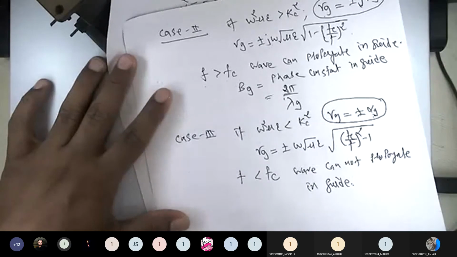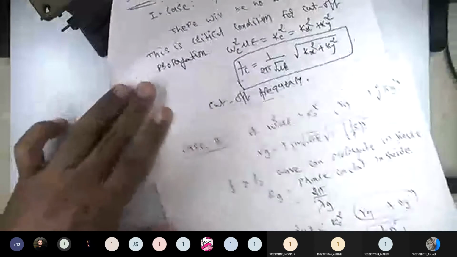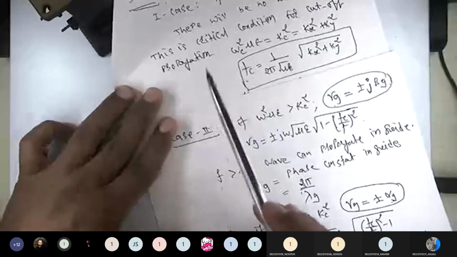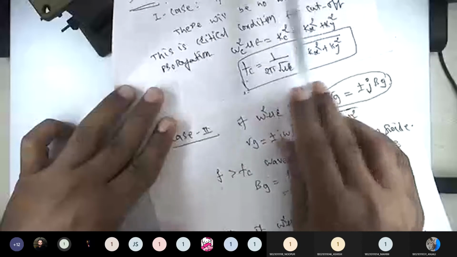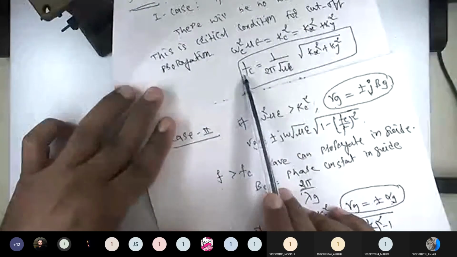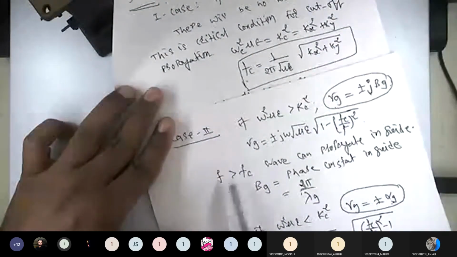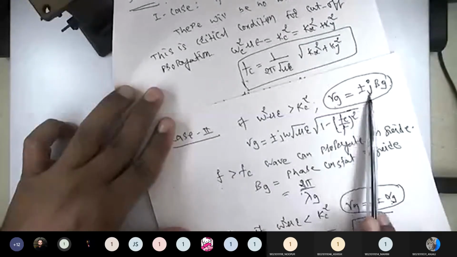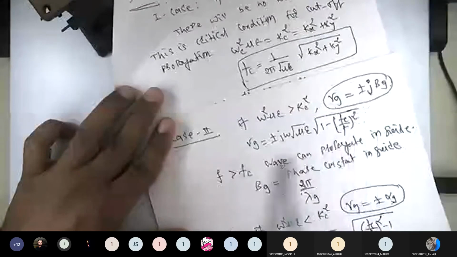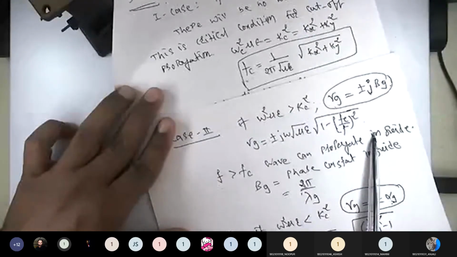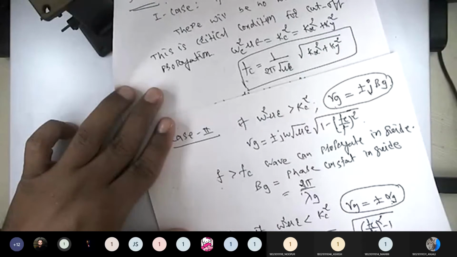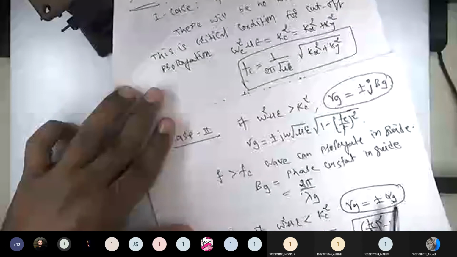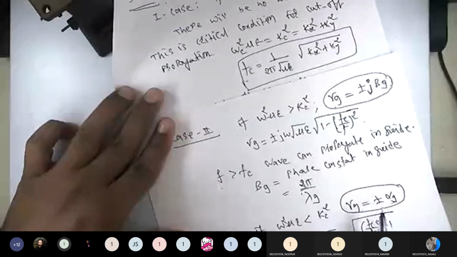So ultimately you have to remember that these are the three major conditions that need to be checked. If gamma g is equal to 0, for that condition we can find the cutoff frequency. If the operating frequency is greater than fc, then gamma g will become a reactive part, and hence the wave can propagate inside the guide. And if the operating frequency is less than fc, the propagation constant will become a real component, and hence the wave cannot propagate inside the guide.